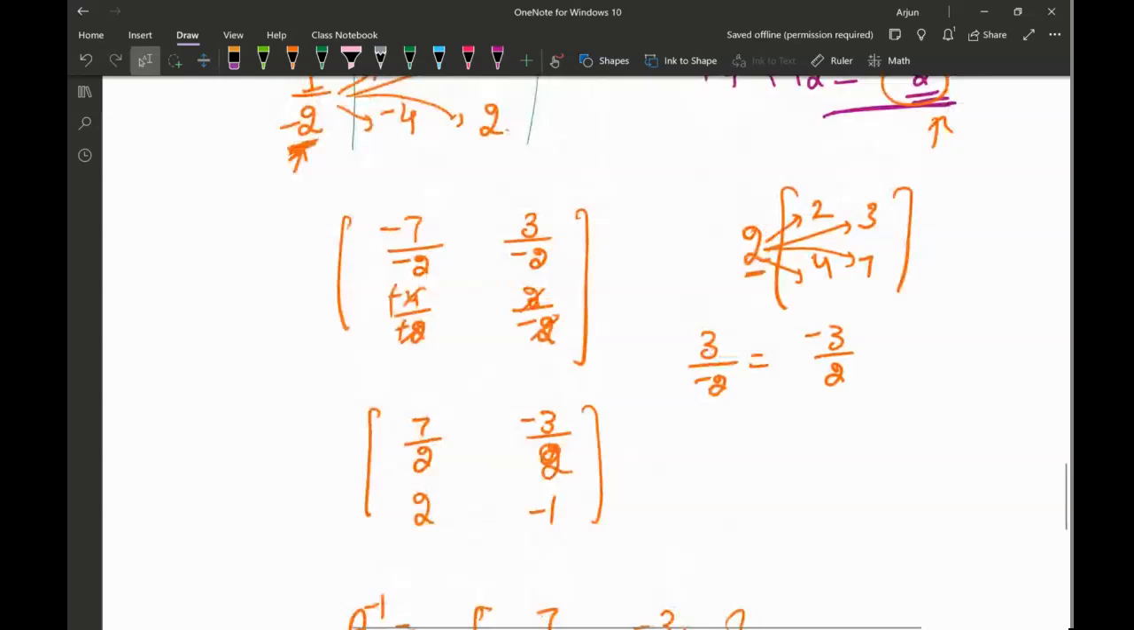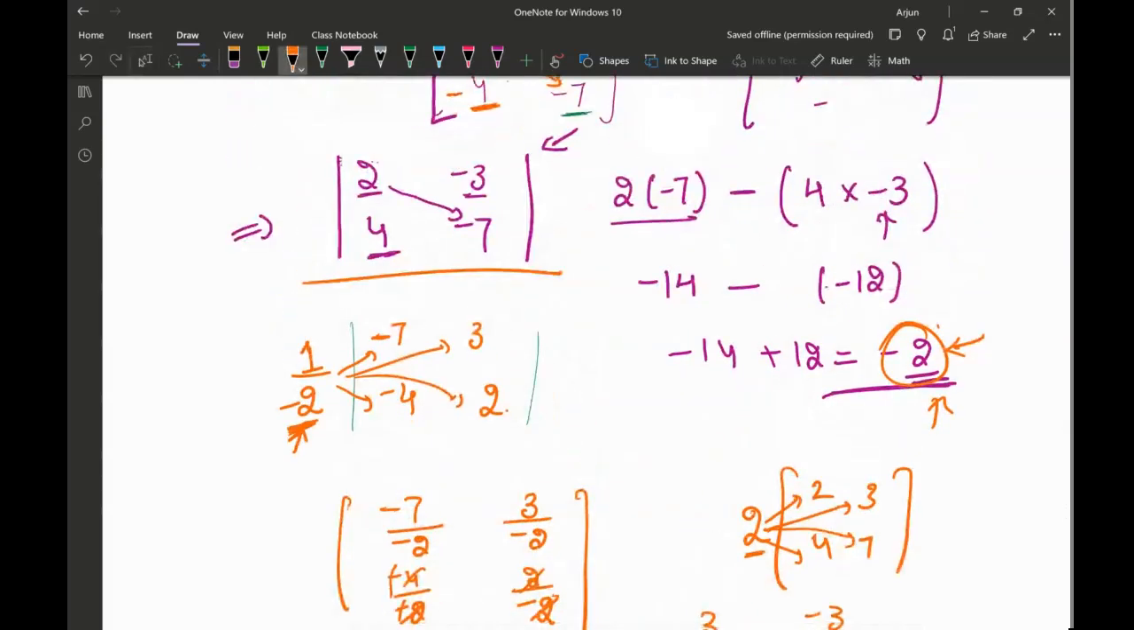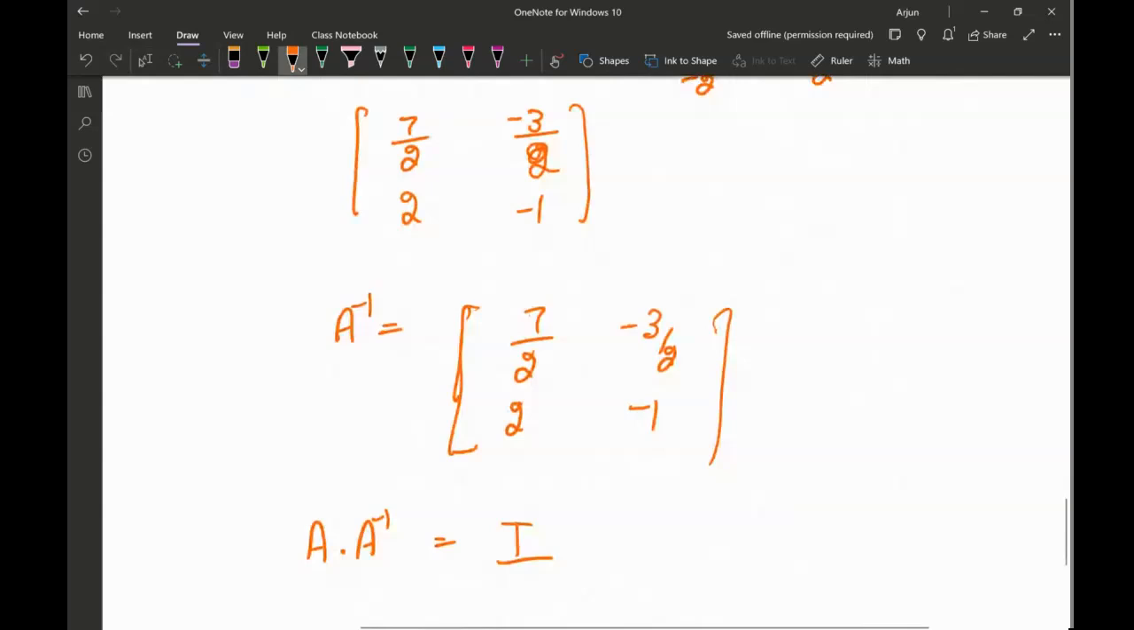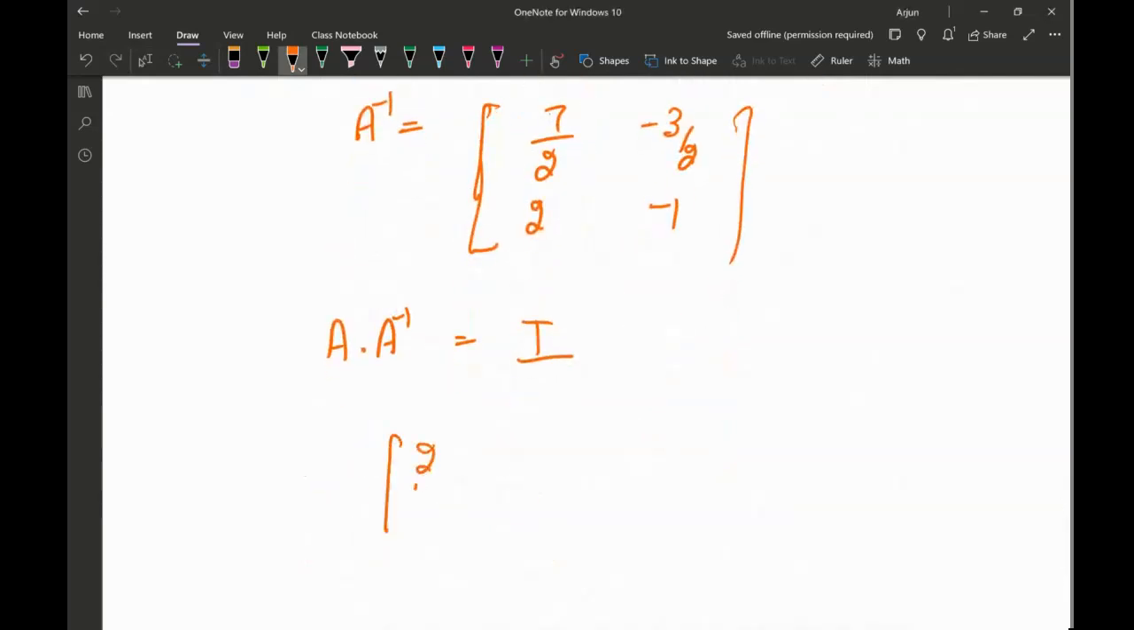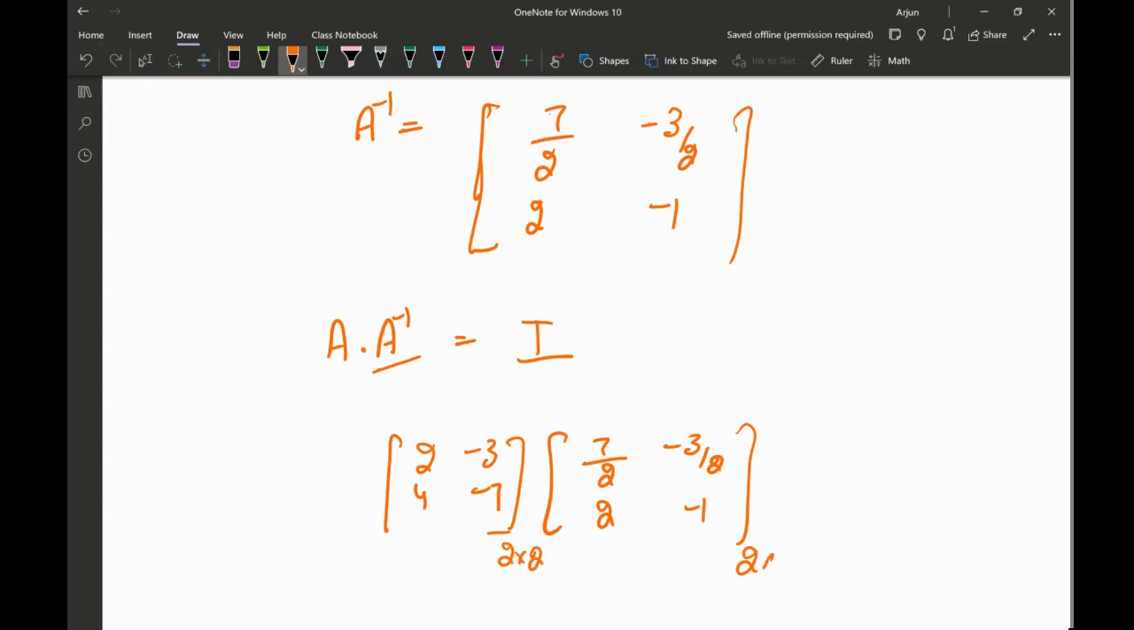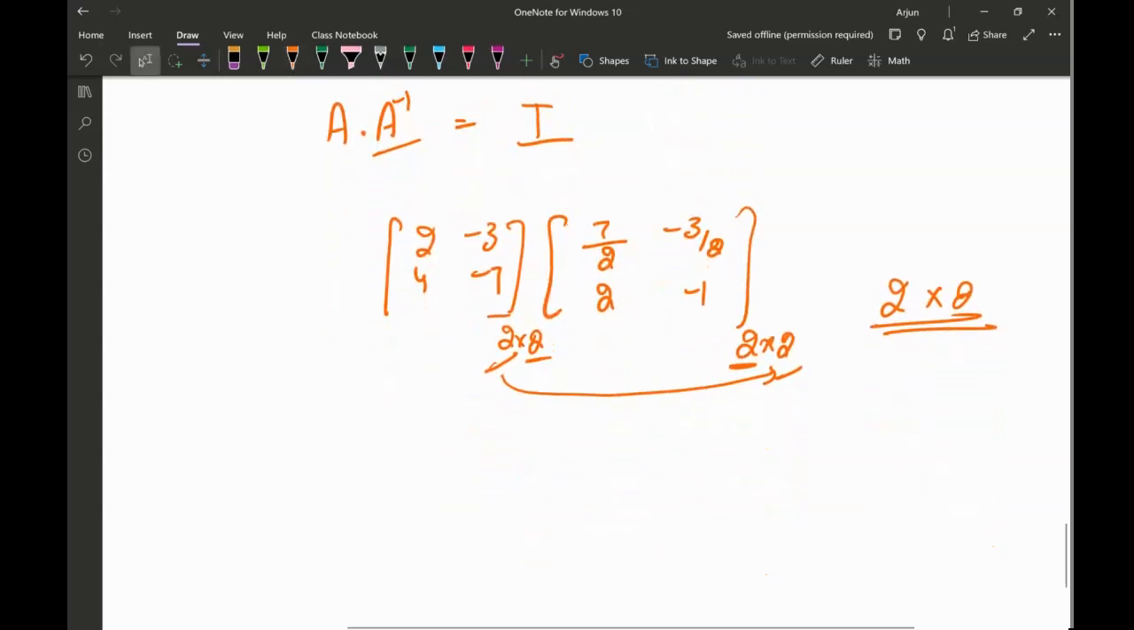So the matrix given to me was this one: 2, 4, minus 3, and minus 7. And then here I got the A inverse matrix, which is equal to 7 over 2, minus 3 over 2, and 2, minus 1. Again, I'm going to do the test, 2 by 2 matrix times 2 by 2 matrix. So these two will cancel out, these two will prevail. So my final matrix will be 2 by 2, and we are going to get a final answer of a 2 by 2 matrix.